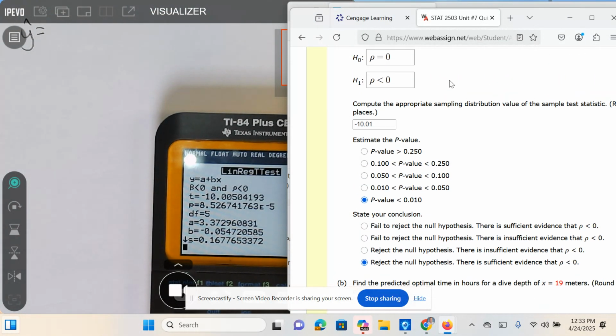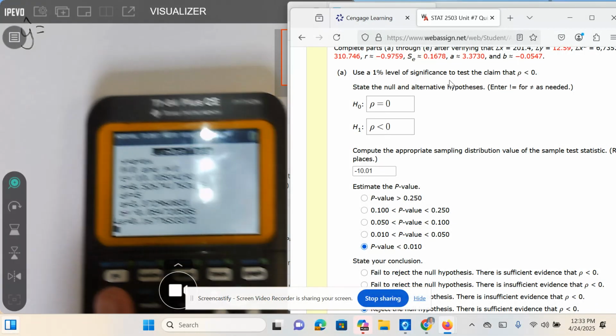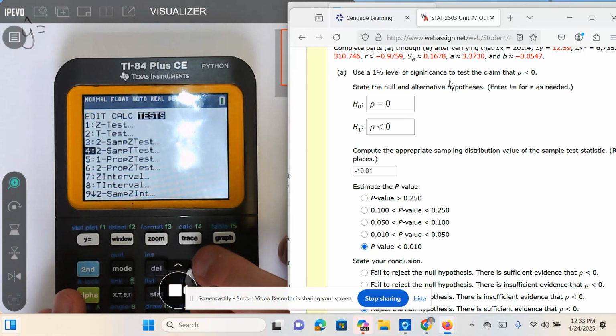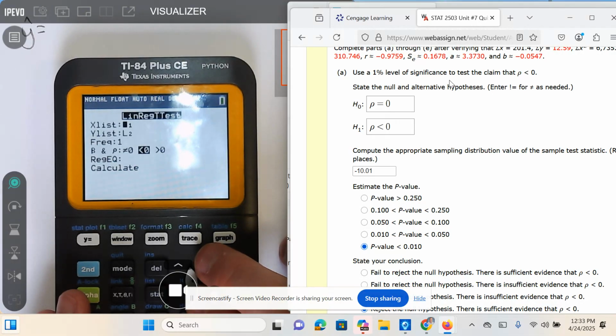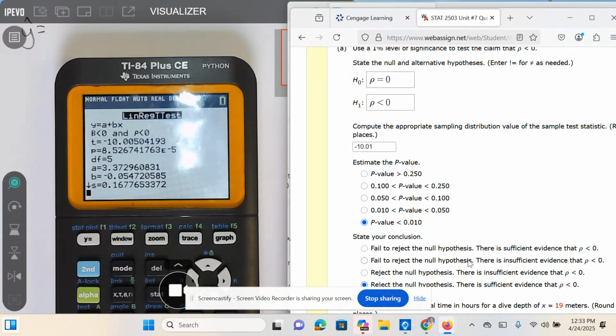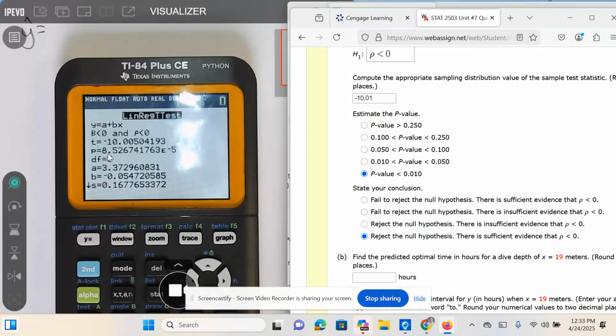The video did not play there. So you go to, I did not show this, you go to stats, test. I entered it in my calculator. LinRegTTest, L1, L2, less than, and then my t-value is negative 10.01. My p-value is really, really small. That's like 4 zeros in there, because you would move that over 5 spots to the left. So we reject the H0. There's sufficient evidence that it's less than 0.